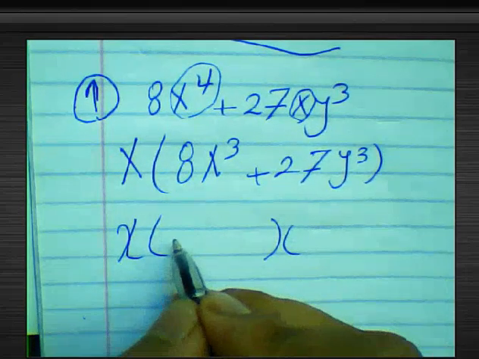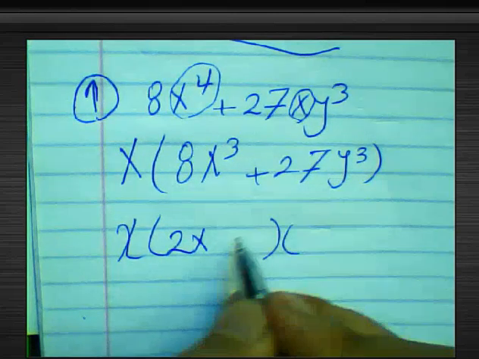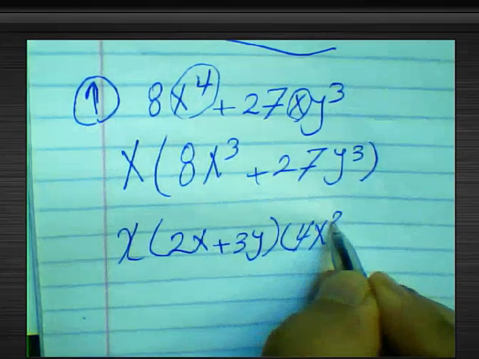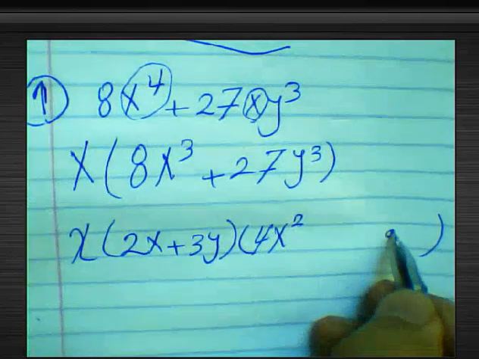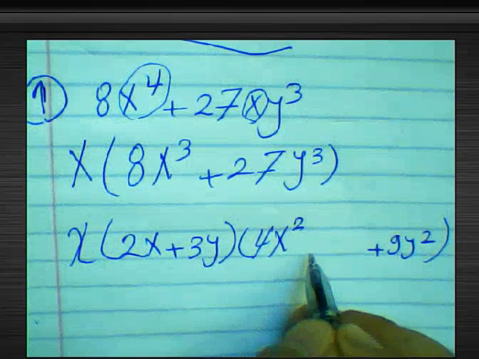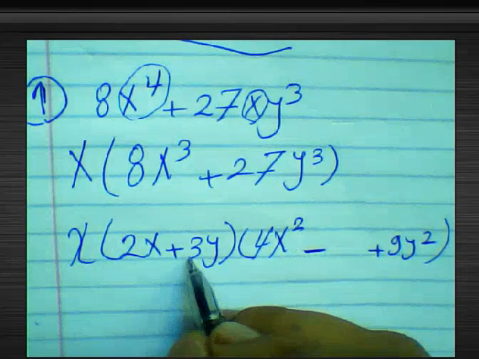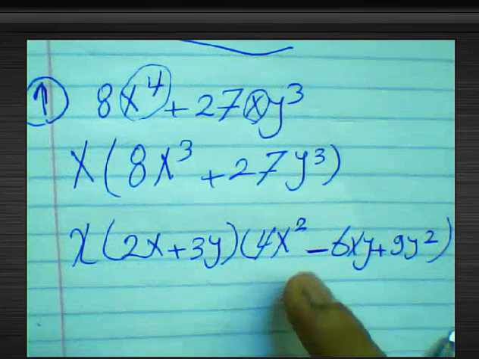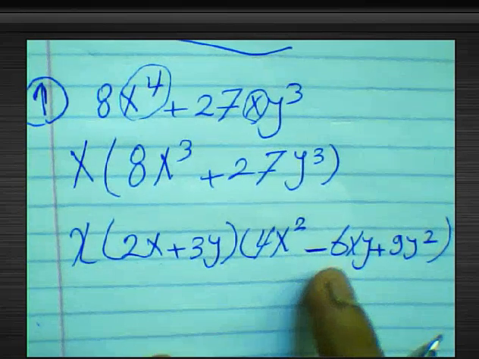8x power 3, it will be 2x, and the cube root of 27y power 3 equals 3y. 2x power 2 equal 4x power 2. 3y will be 9y power 2, positive, and we can write negative here. 2 times 3 times 2 times 3 equals 6xy. It's a factorization of the expression. We must change the sign between them and write 2x multiply 3y, inverse the sign here.